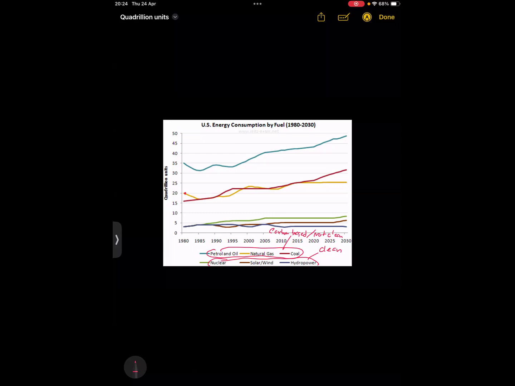So I have broken this down for you. If you look at the first group, carbon-based or not clean energy, will you be able to make a comparison across all these three? Just make a comparison across all these three. So we need to use superlative adjectives here. I'll give you 3 minutes to do this, and then I'll give you some model answer.